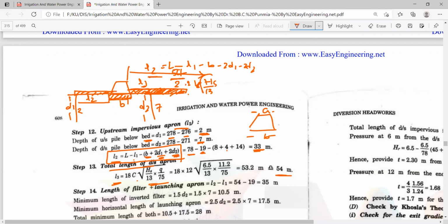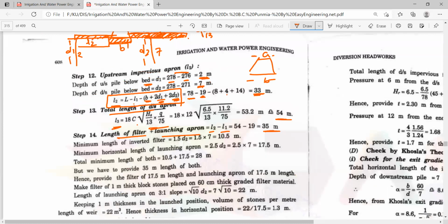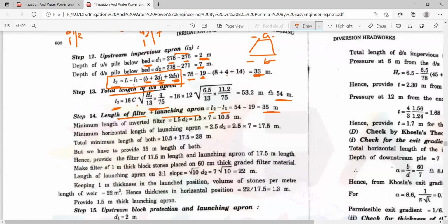Okay. Now, the total length of filter plus launching apron will be L2 minus L1. 35 meters will be the length of the launching apron plus the length of the filter. After that we can calculate the total length as well as slopes and all those things.